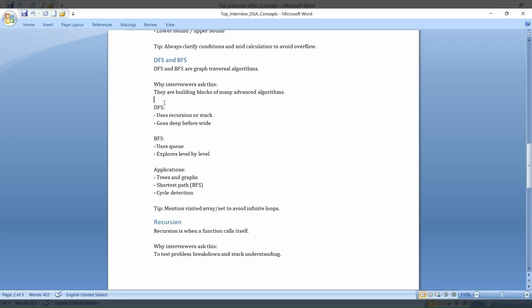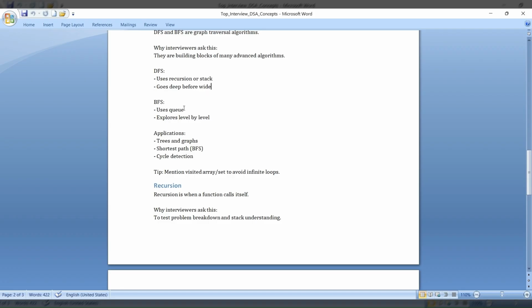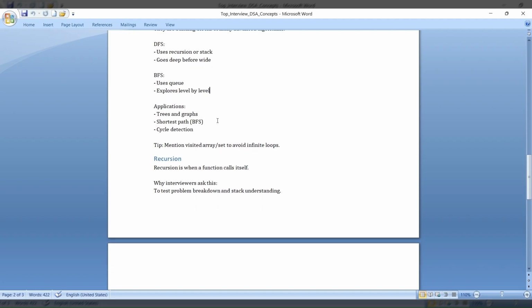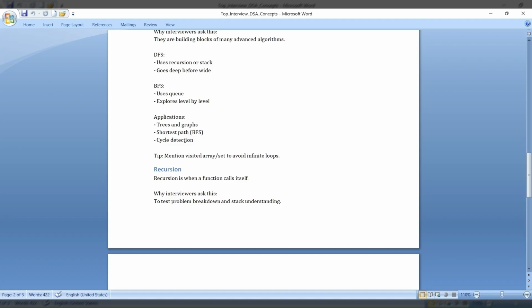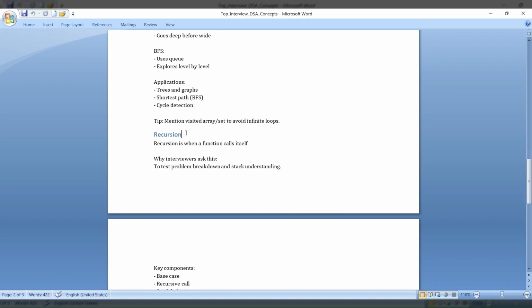Talking about DFS, it uses recursion or a stack, and it goes deeper before going wide. Basically, it starts a traversal till the depth of one edge, then goes to another edge. That is how it processes. Coming to breadth first search, it uses a queue data structure and explores level by level. Common applications are trees, graphs, shortest path algorithms, and cycle detection. The tip you can follow is to mention a visited array or set to avoid an infinite loop.